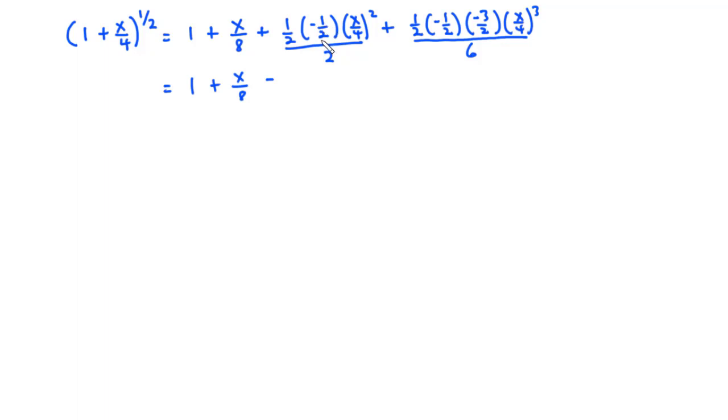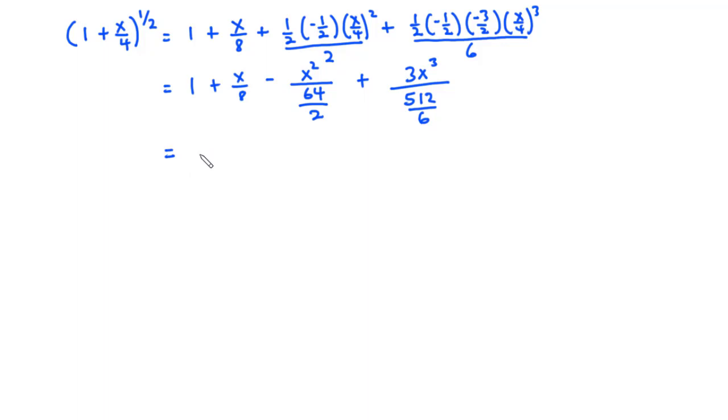Now 1 times negative 1 is negative 1. So we have negative 1 times x squared. So that is x squared divided by, now 4 squared is 16. So 16 times 2 is 32, times 2 is 64. So you have x squared over 64 divided by 2, plus 1 times negative 1 times negative 3 is 3. So we have 3 x cubed over 4 cubed, which is 64. So 64 times 2 times 2 times 2 is equal to 512, now divided by 6.